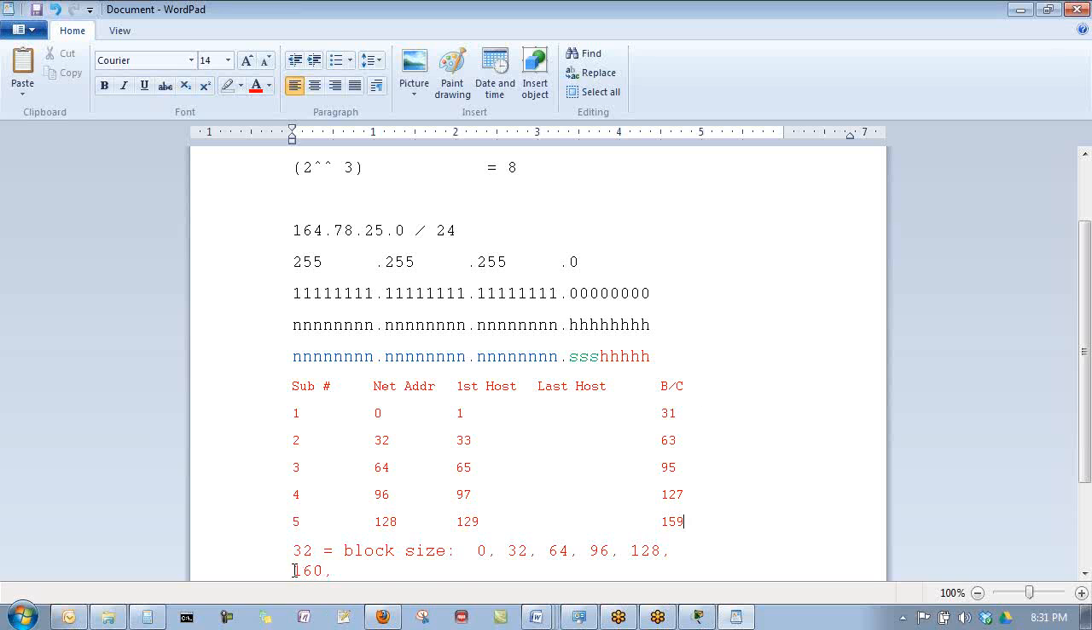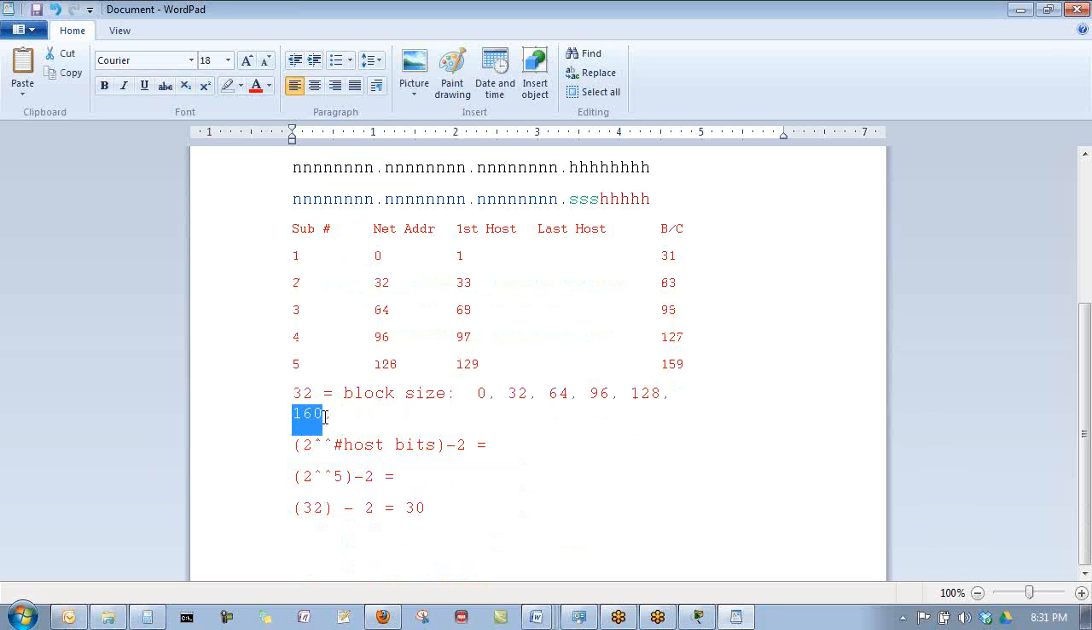Remember the block size over here. It's 159. Now all we need to do is fill in our last host. Our last host is always going to be one less than the broadcast. 30, 62, 94, 126, and 158. And this is subnetting.